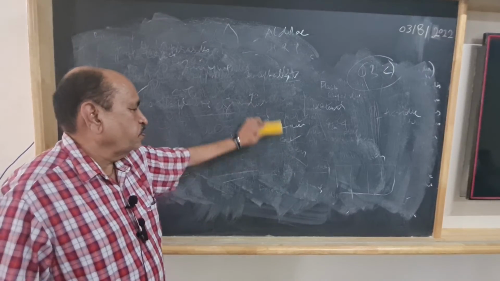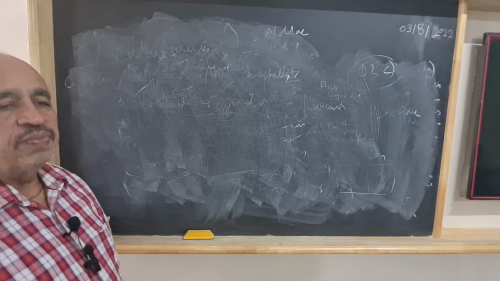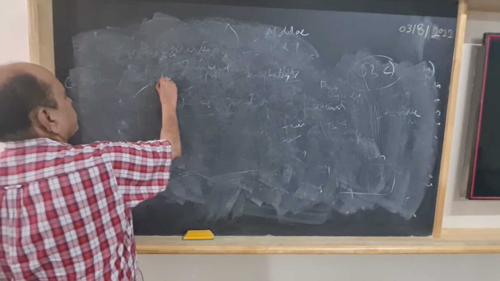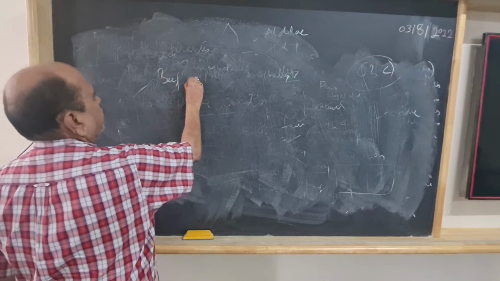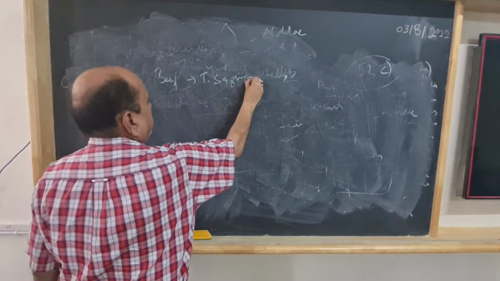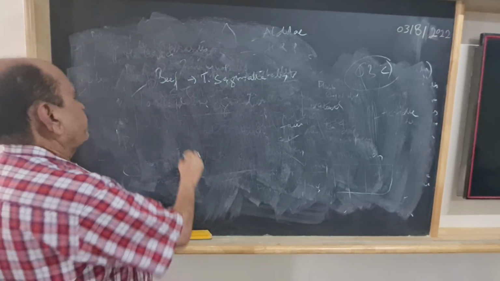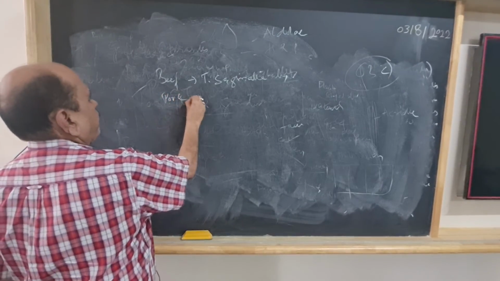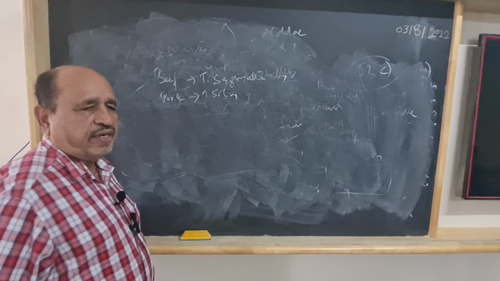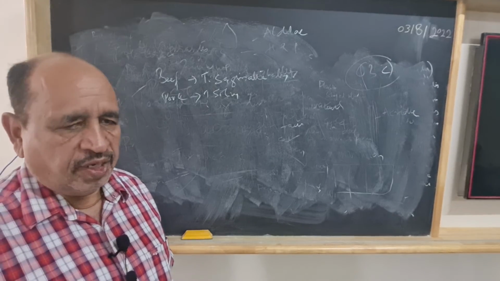What is the name of the beef tapeworm? Beef tapeworm is Taenia saginata. Pork is Taenia solium. Man gets infected by eating pork or beef which is not cooked or partially cooked.